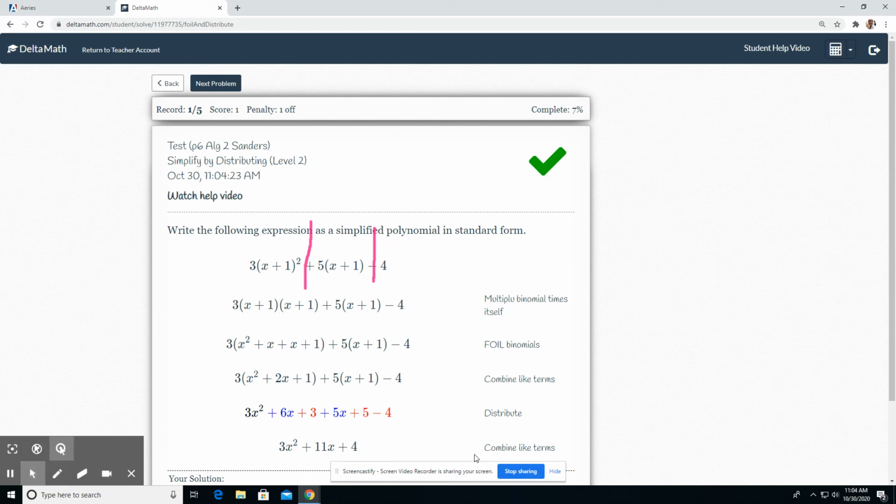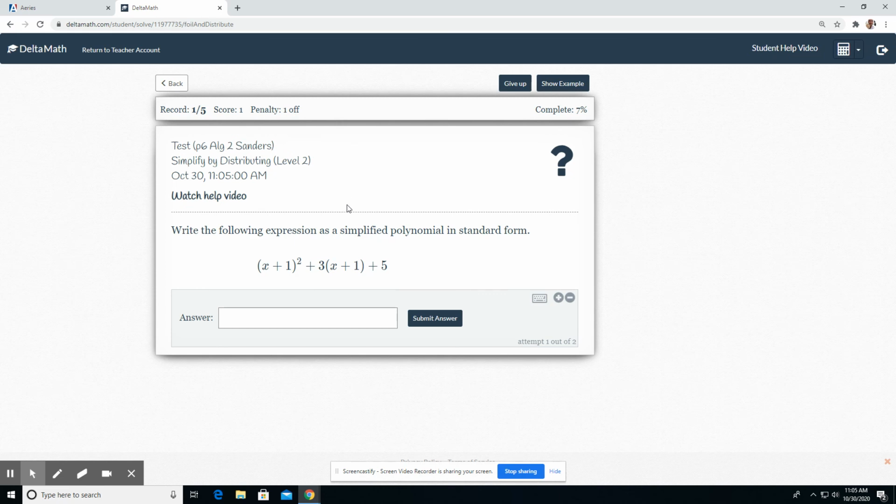See if the next one's any different. And everything's done exactly the same way. You just have a distribution here. So we're distributing that 3 right there and distributing the 3 right there. And then you'd have to square this. So make sure you remember this turns into x plus 1 times x plus 1. And there's a couple different techniques that you can use to do that.